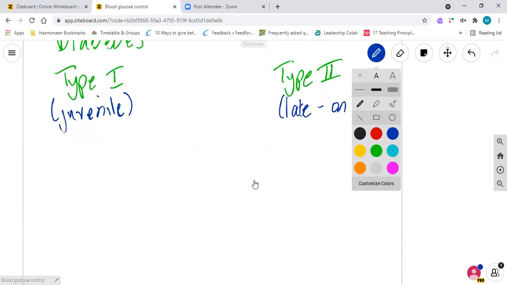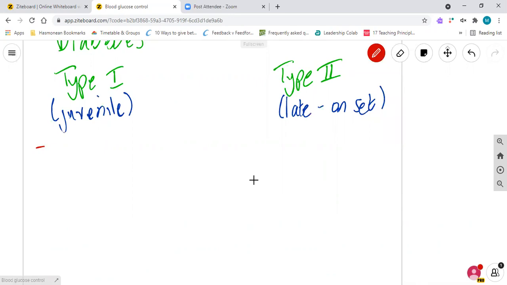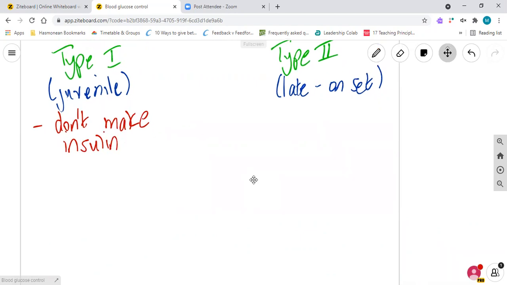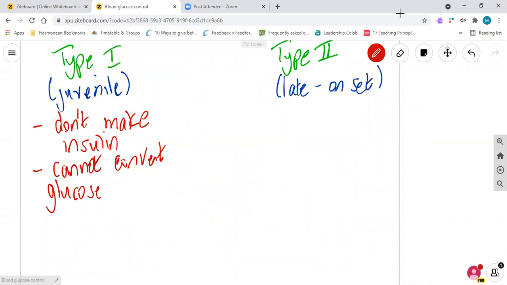So what is the difference between type 1 and type 2 diabetes? Because after all, in both of them, the blood sugar level will rise, and it won't be able to be brought down normally. So type 1 diabetes means that they don't make insulin. So for some reason, the person is unable to make insulin. There's a genetic mutation in the insulin gene, for example, and therefore they cannot make insulin at all. So therefore they cannot convert glucose to glycogen. Which means that their blood sugar level would remain too high.